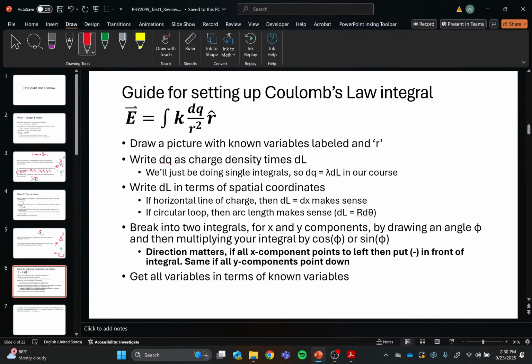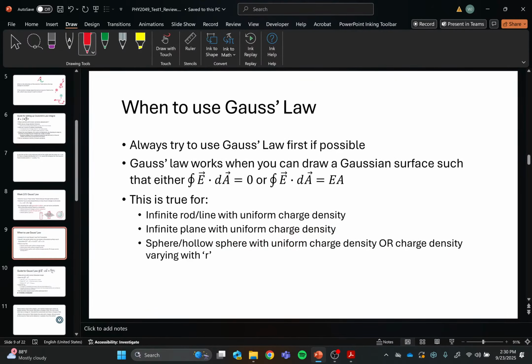Yeah, so you're going to use this. In fact, let's look at the Gauss's law one to see. When do you use Gauss's law? Infinite rod or line with uniform charge density, infinite plane with uniform charge density, or spheres. So Coulomb's law will come when it's either a finite rod or line, or a rod or line with a non-uniform charge density. You're not going to use Coulomb's law for a plane or for a sphere or for a cylinder because good luck, have fun. It'd be very unpleasant.